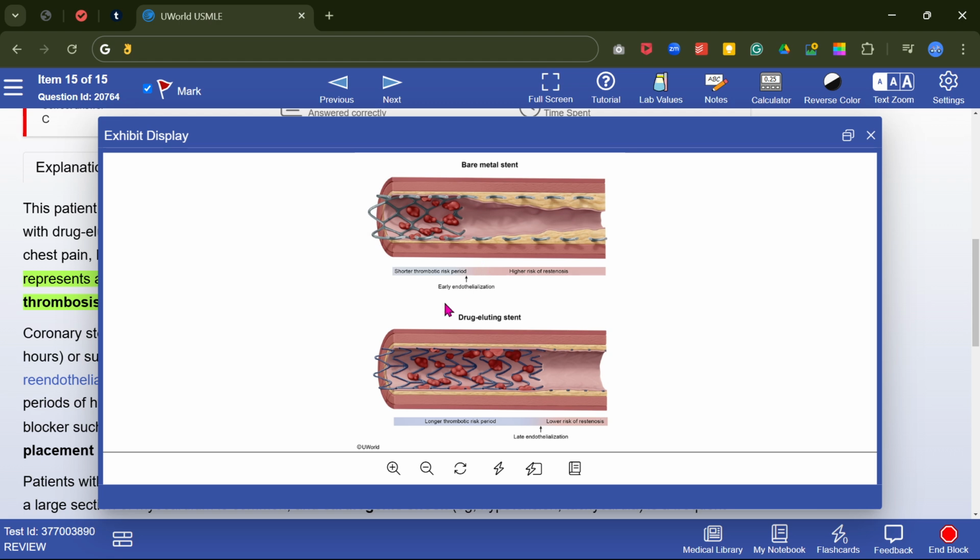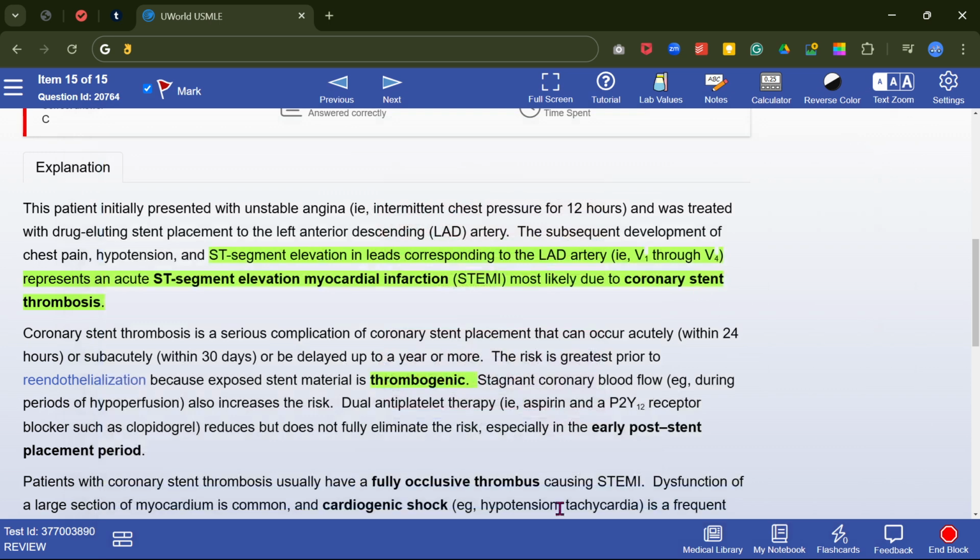Bare metal stent has a shorter thrombotic risk period, early endothelialization, and higher risk of restenosis. But drug-eluting stent has a longer thrombotic risk period and lower risk of restenosis. That's all.